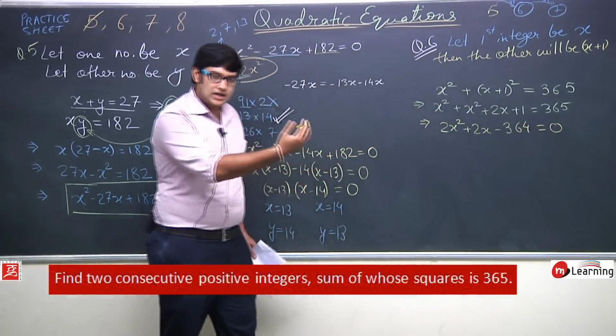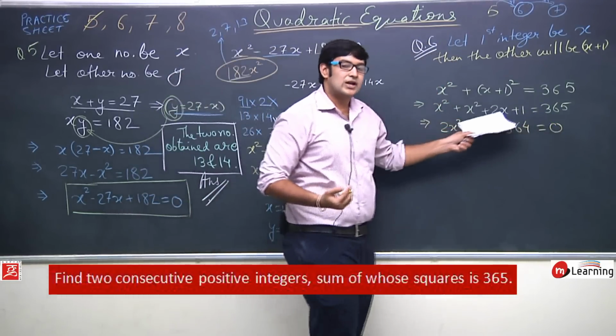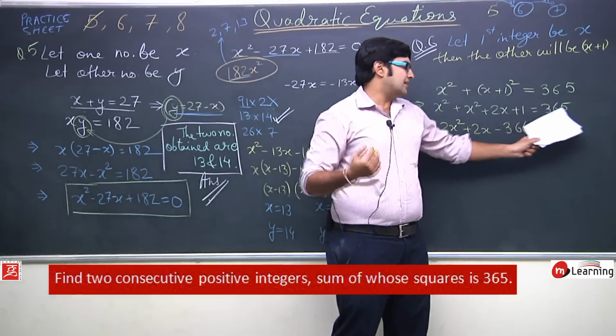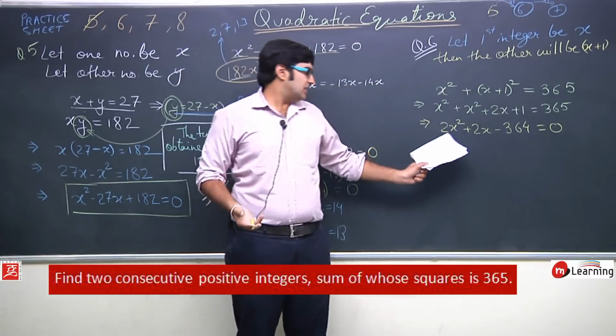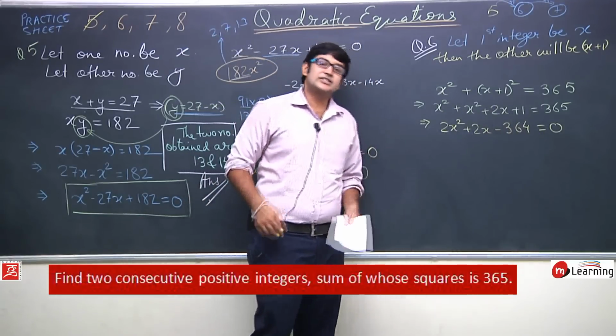Okay, हमने क्या करा, RHS से इस 365 को LHS में शिफ्ट किया. So 1 minus 365 will give you minus 364. It's simple. Then 2x square plus 2x minus 364.